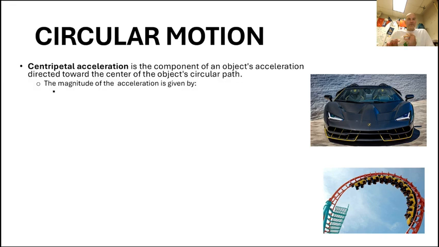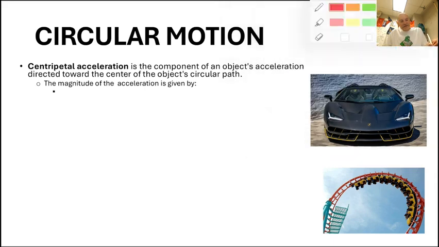Okay, so the way we look at it, you've got centripetal acceleration. Remember, anytime an object is either changing its speed or changing its direction, it will accelerate. This is when you have constant speed with a changing of an object's direction. So we say there's a centripetal acceleration. It's the component of an object's acceleration directed toward the center of the path.